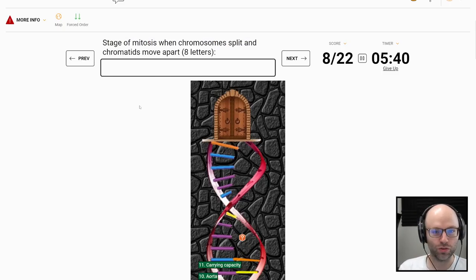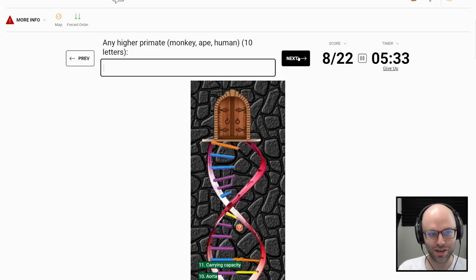Stage of mitosis when chromosomes split and chromatids move apart. I'm going to pass that one. That's a 10th grade question. Any higher primate? Monkey, ape, human. What is... Australopithecus.